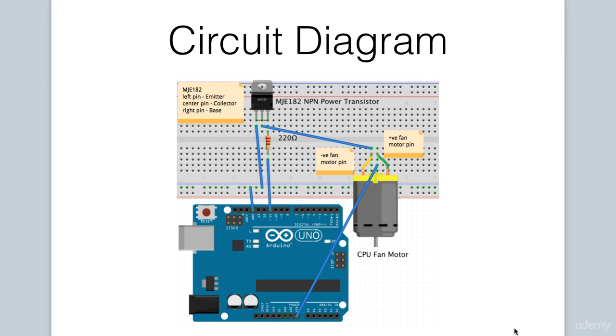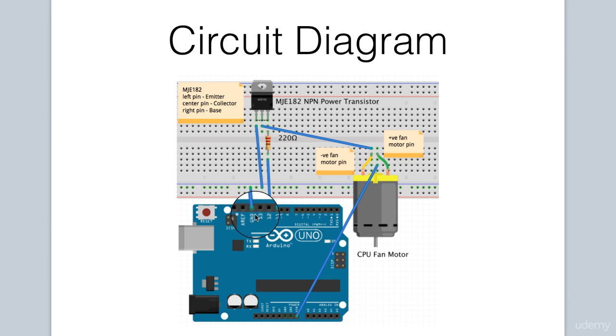Let's take a look at our circuit diagram for our project. This is our MJE182 NPN power transistor, and the pins labeled from left to right are the emitter, the collector is the center pin, and the base on the right hand side.